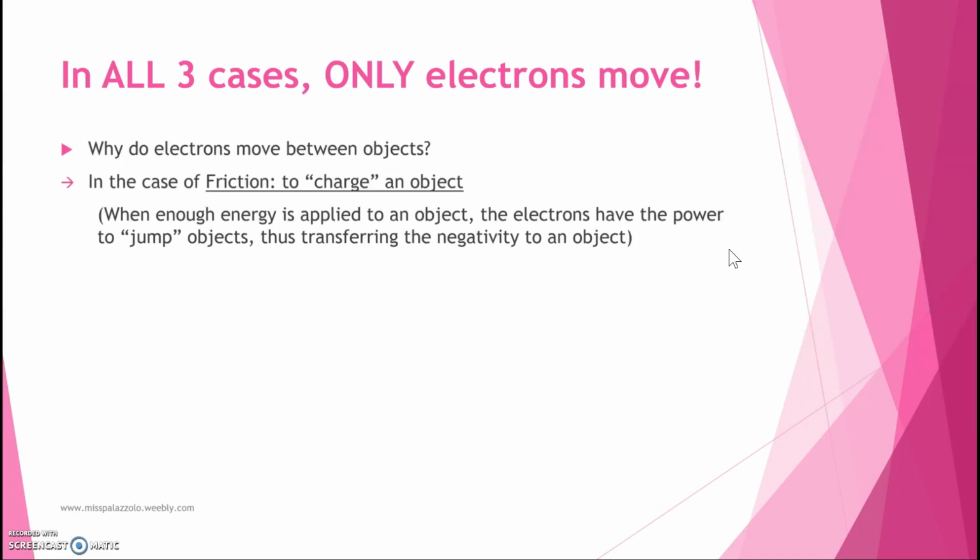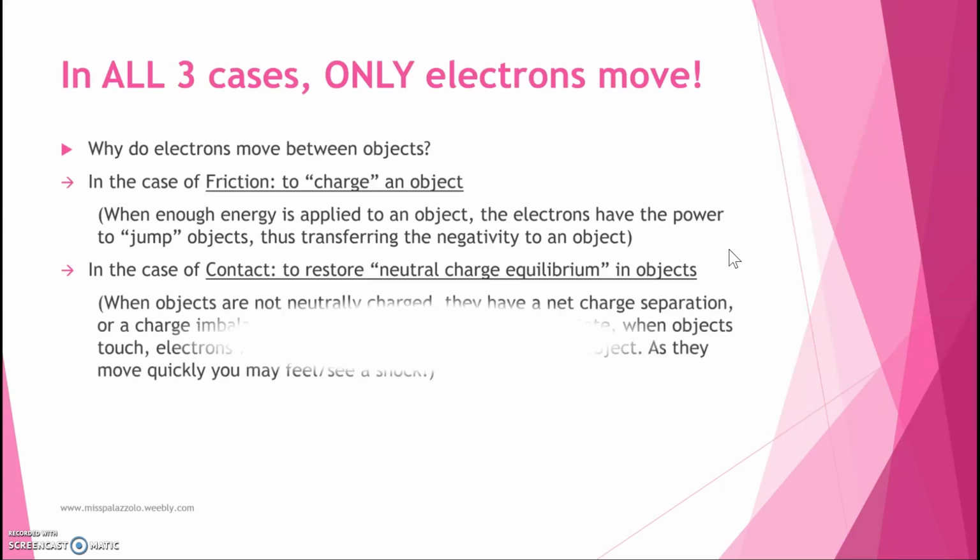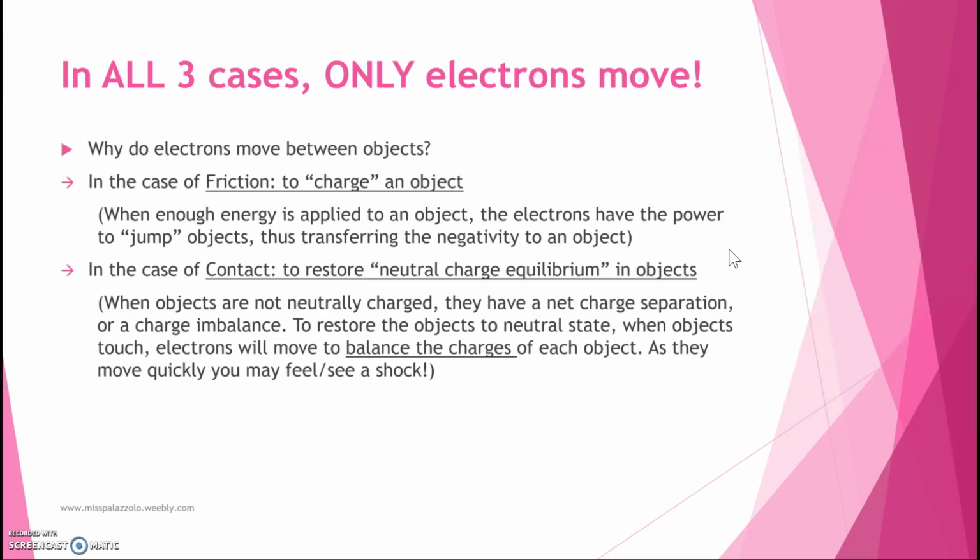In the case of conduction, the purpose of electrons moving is to restore a neutral charge equilibrium in objects. When objects are not neutrally charged, they have a net charge separation or a charge imbalance, just as we saw in that TED Talk video. To restore the objects to neutral state, when objects touch, the electrons will move to balance the charges of each object. As they move quickly, you may feel or see a shock.